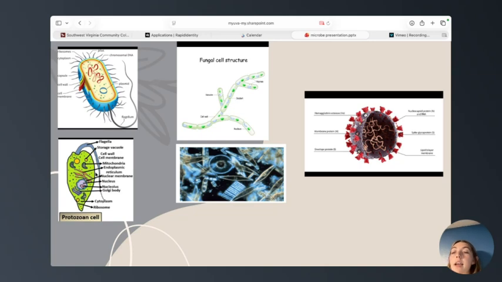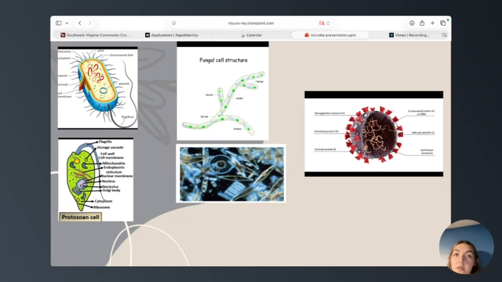We have a cell wall and cell membrane. As you can see, we have mitochondria, some endoplasmic reticulum, a nuclear membrane, and Golgi body. And here are our algae.